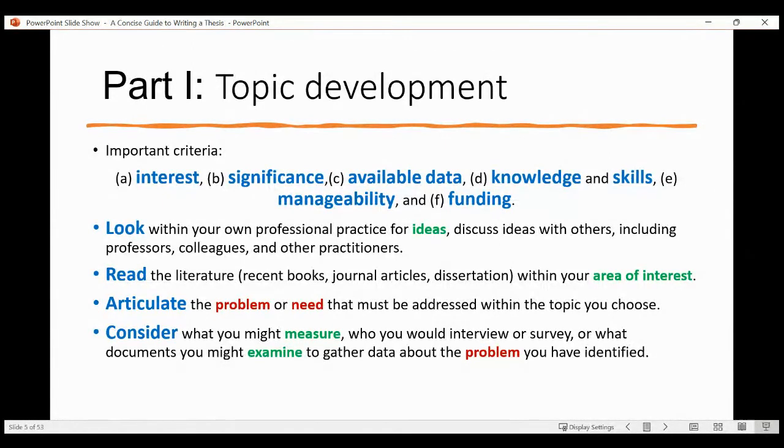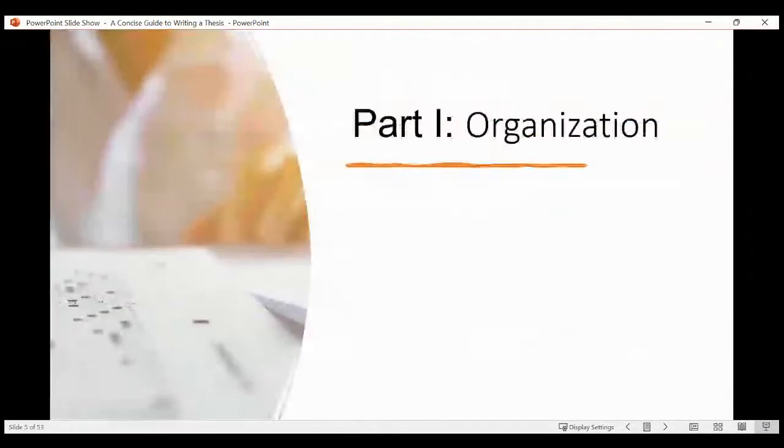Consider what you might measure. This is very important, the measurement. Also the data, how to gather the data: who to survey, who to interview, who to conduct the study with, students, peers, people on the street, for example, in a hotel. Consider whether it is manageable, feasible, or not. If it's not, again, go back to other problems that you have in your list.